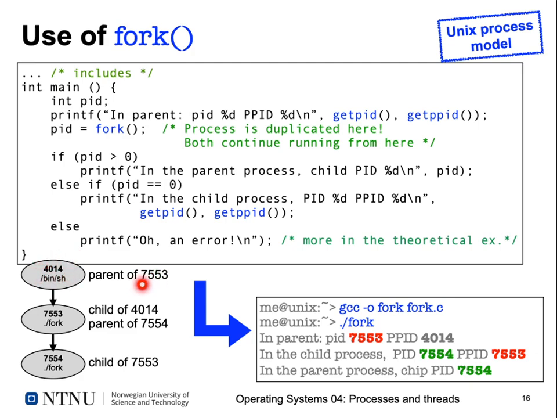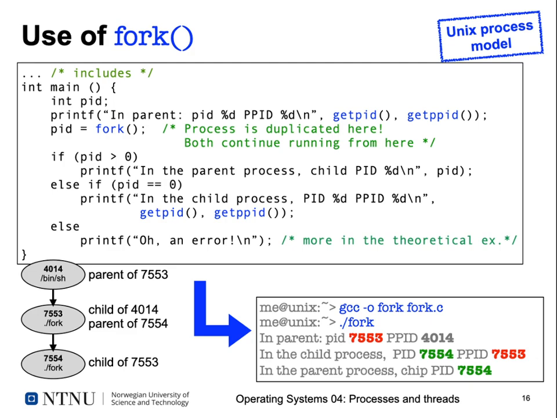This is a parent of 7553 because we've used the shell to create our fork process. Then our fork process gets assigned 7553. So this is a child of 4014, and it creates another process using fork. So it becomes the parent of 7554, which is then, of course, the child of 7553. So if you compile this program yourself, you maybe need an include of stdio.h and unistd.h.